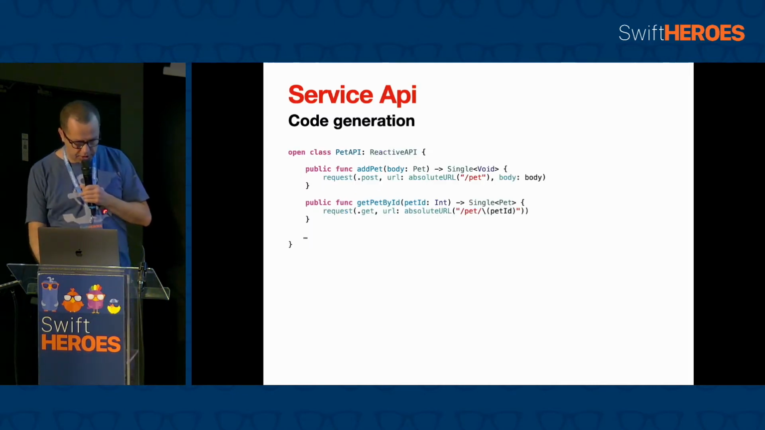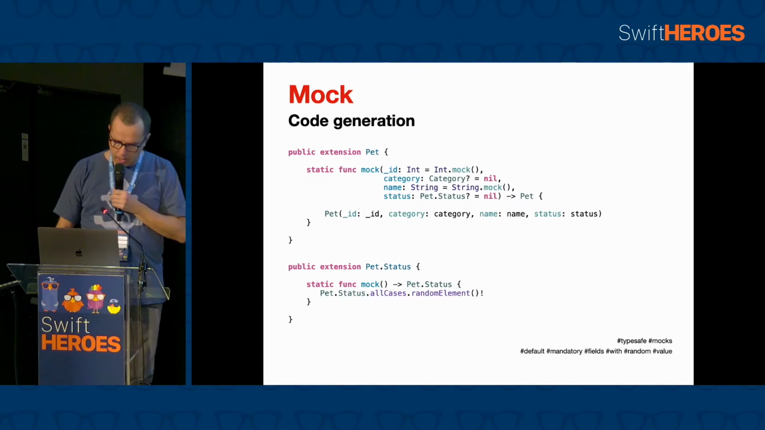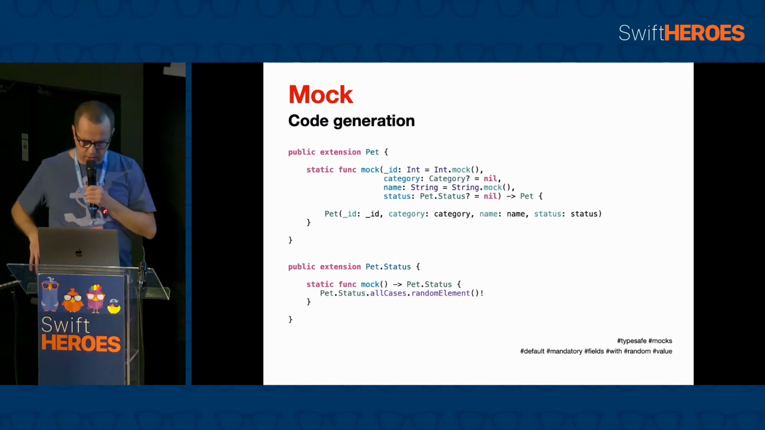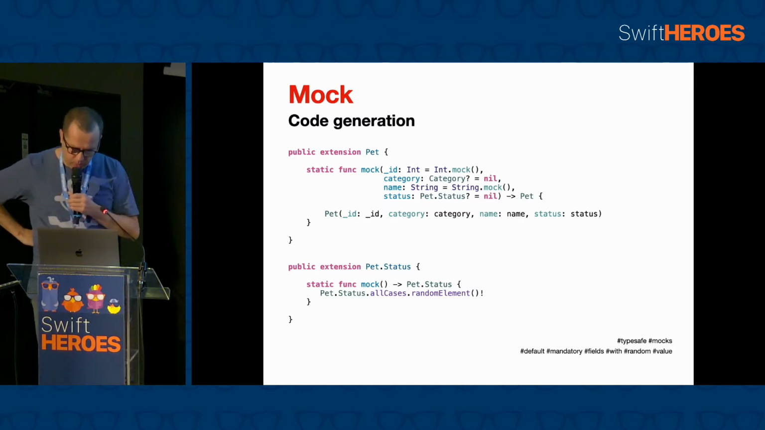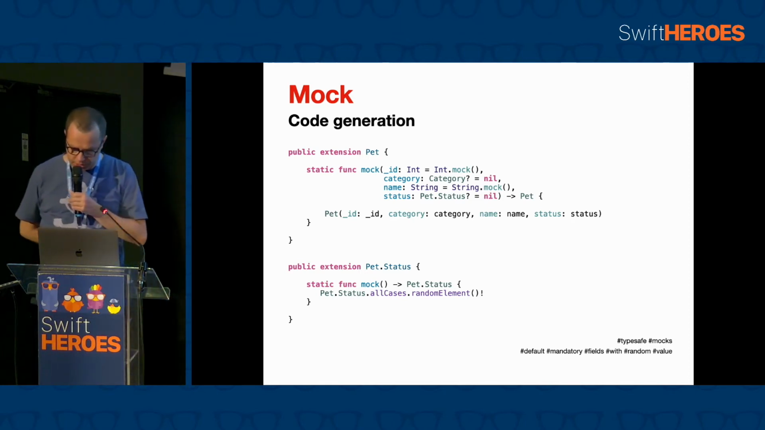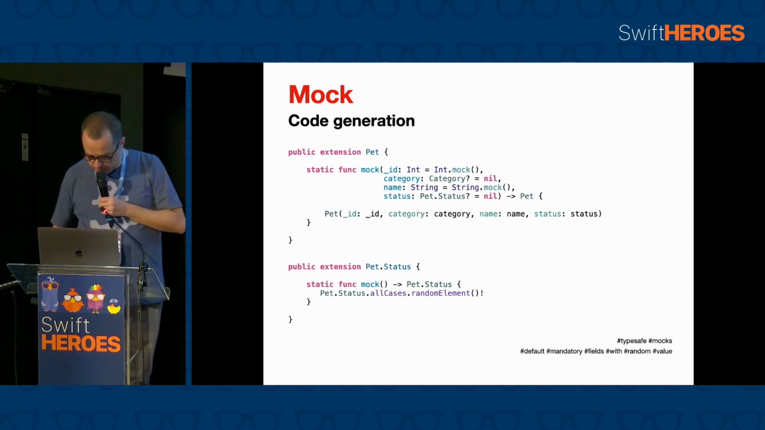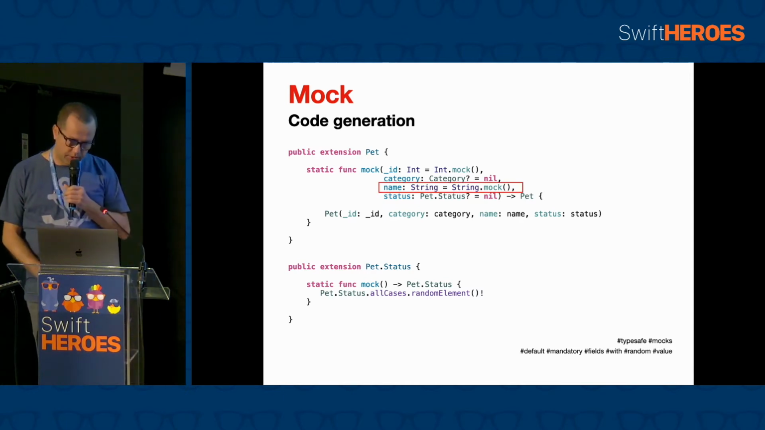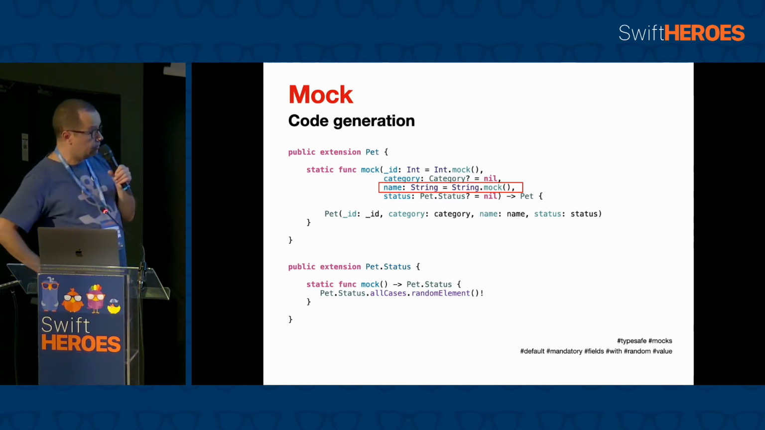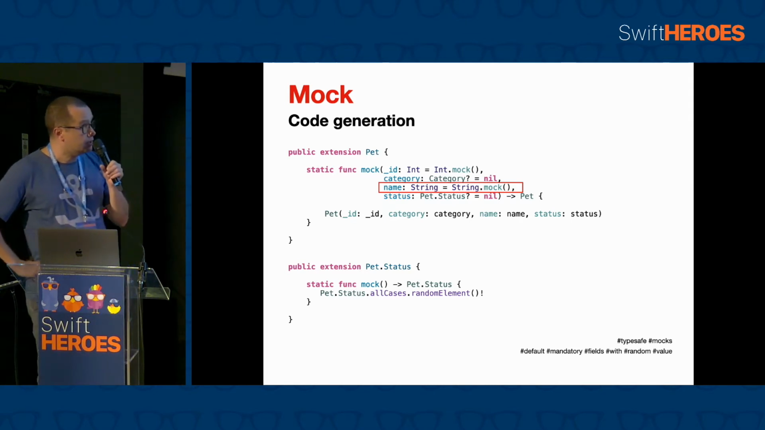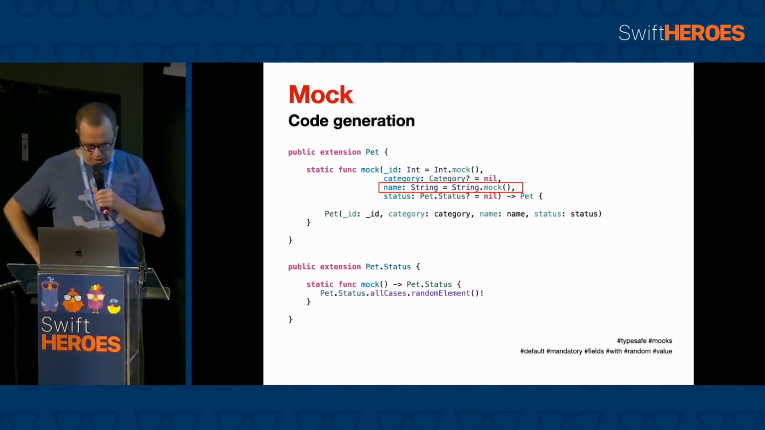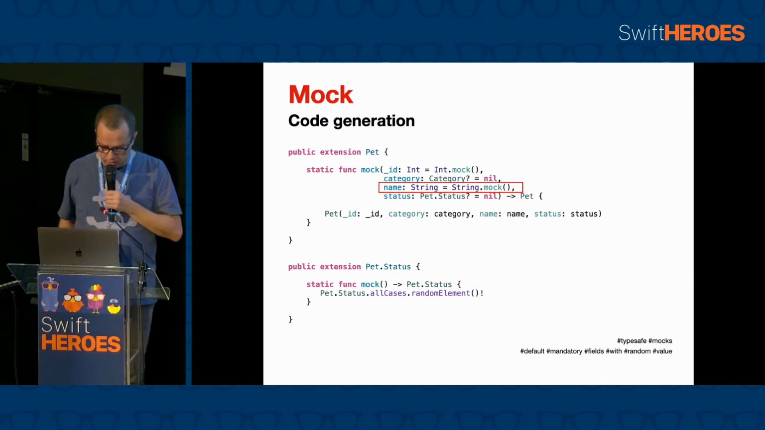We also generate service API, and we also generate mocks. When we speak about mocks, we mean type-safe mocks. We don't use a JSON file to mimic the HTTP response coming from the server. One thing to note is that for each mandatory field, we default with a random value. In this case, name is a mandatory field, and we default it with string mock. Mock is a function that returns a random string. Same thing for enum.